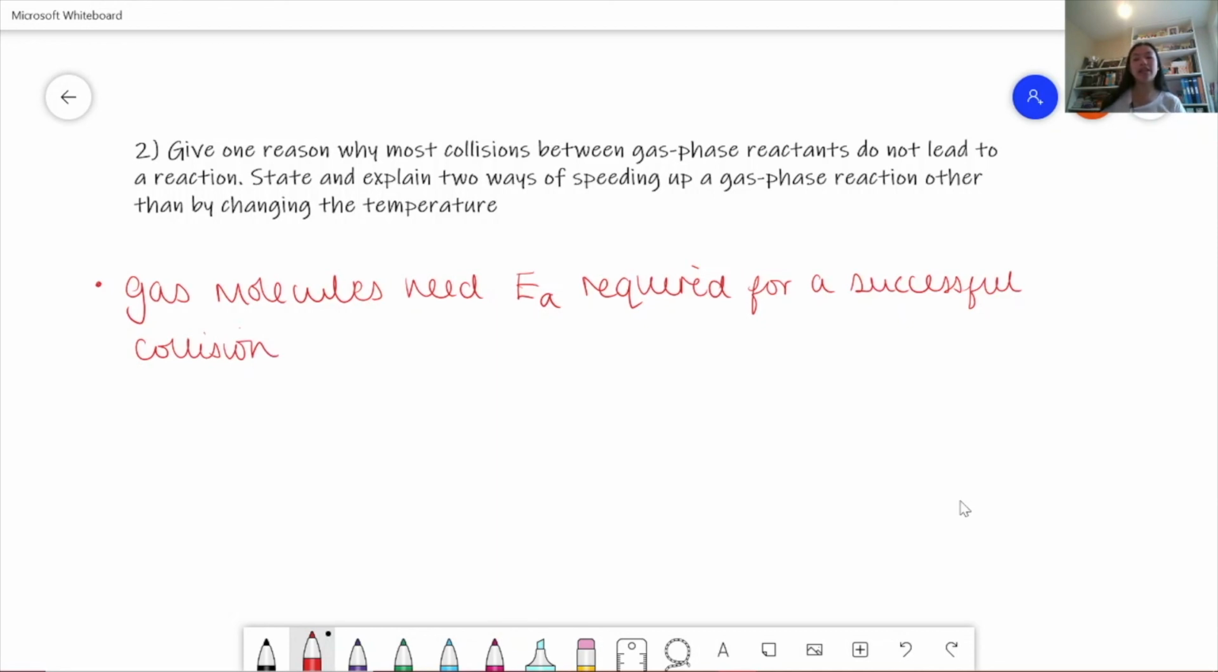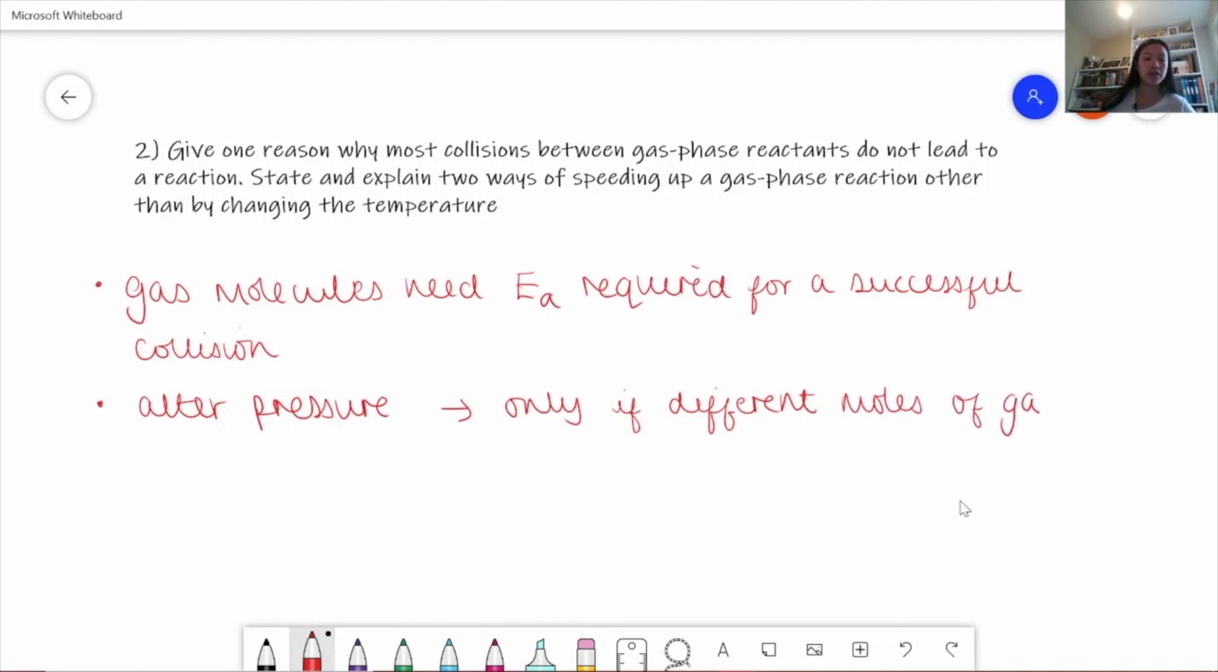And then state and explain 2 ways of speeding up a gas phase reaction. So it says in the question that you can change the temperature, or we can change the pressure if the moles of gas on each side of the equation are different. So we can alter the pressure, but that's only if there are different moles of gas on each side of the equation.